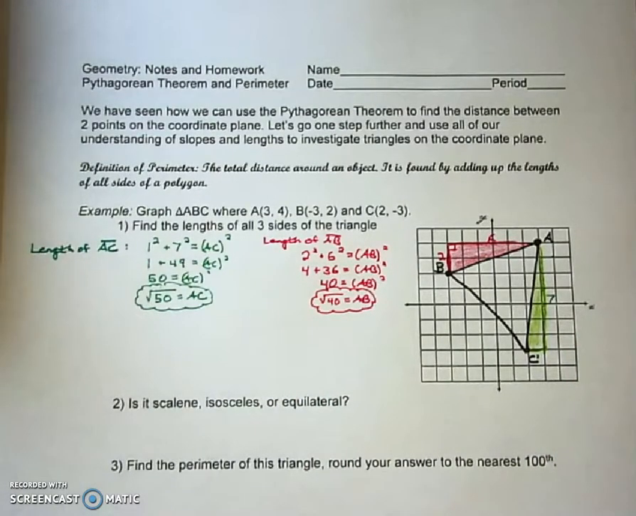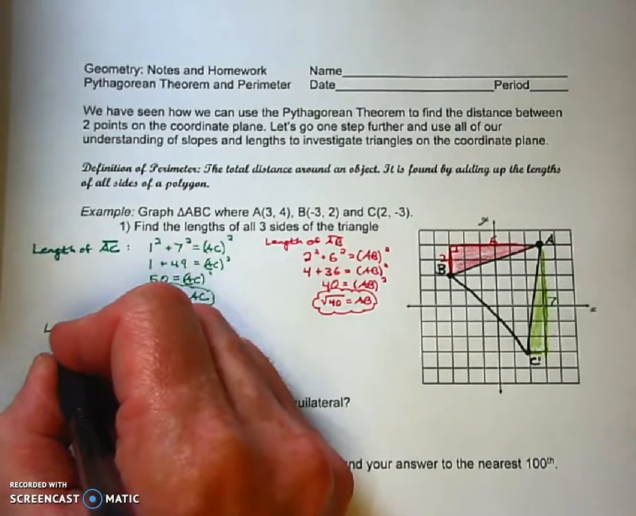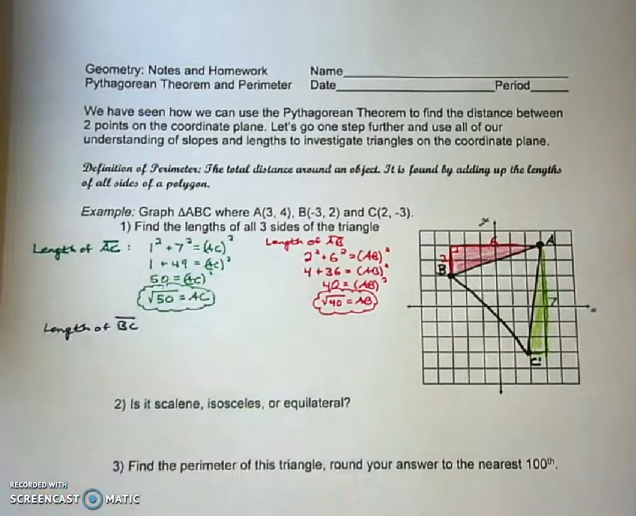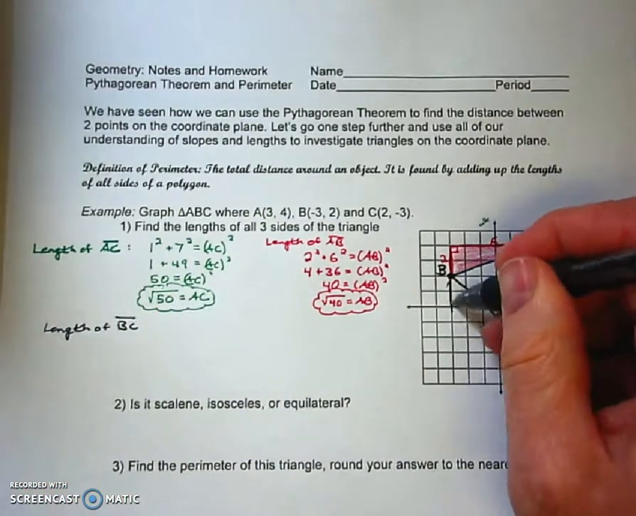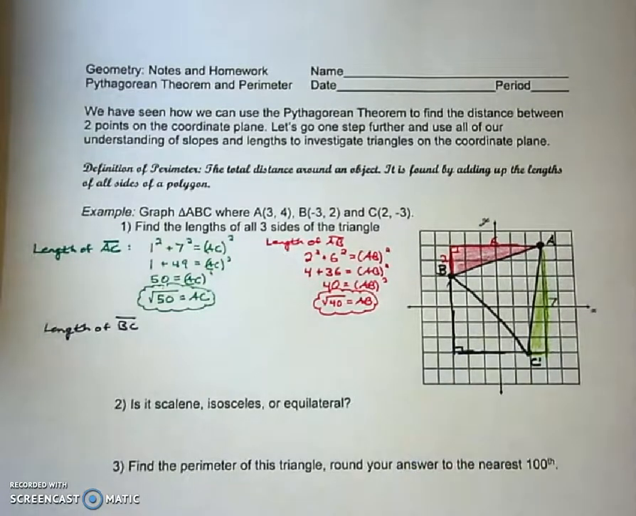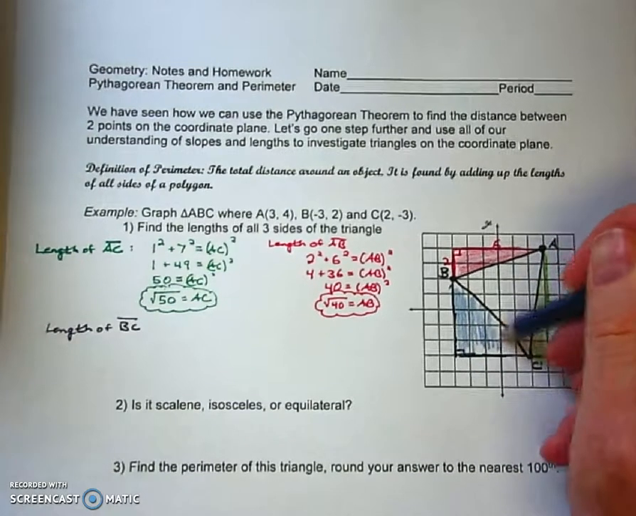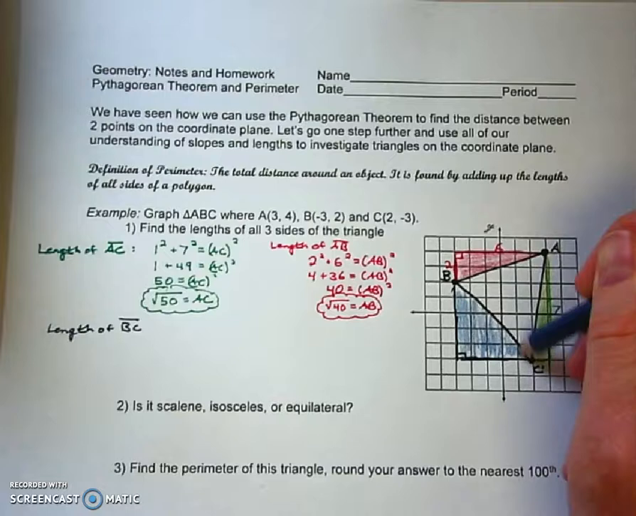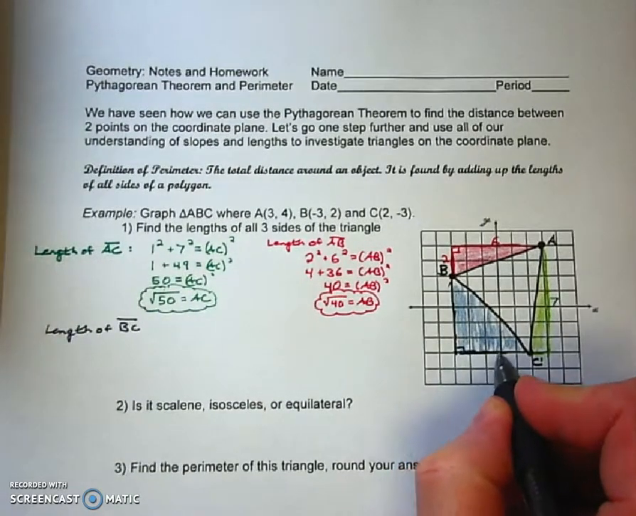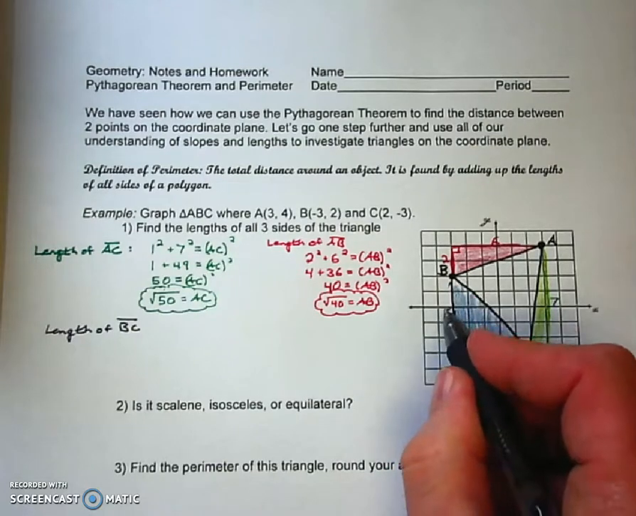The last part here is segment BC. So let's find the length of segment BC. Again, I'm going to use my blue pen here to make a right triangle where BC is the hypotenuse. Let me show you that right triangle. It's right here. And in that right triangle, we have countable sides. 1, 2, 3, 4. That length is 5. 1, 2, 3, 4. That length is 5.